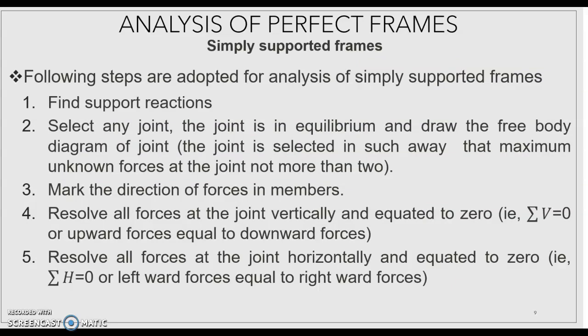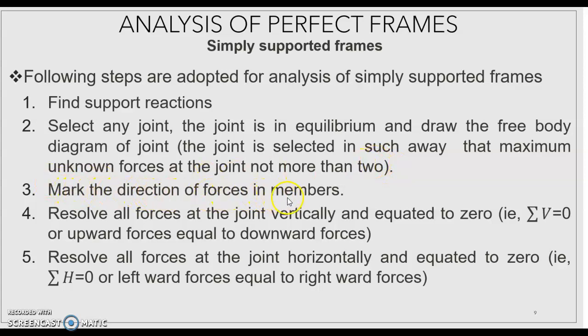The following steps are adopted for analysis of simply supported frames. First, we calculate the support reactions. Then, select any joint, and the joint is in equilibrium. Draw the free body diagram of the joint. The joint is selected in such a way that the maximum number of unknown forces at the joint is not more than 2, because we have only two equations, sigma V is equal to 0 and sigma H is equal to 0.